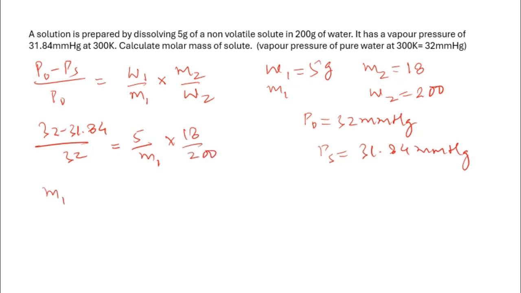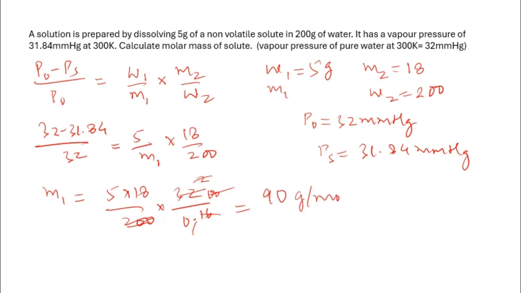Solving this, we get 5 into 18 by 200 into 32, and this 32 minus 31.84 is 0.16. So 0.16 we are going to keep here. M1 comes out to be 90 gram per mole, the molar mass of the solute.